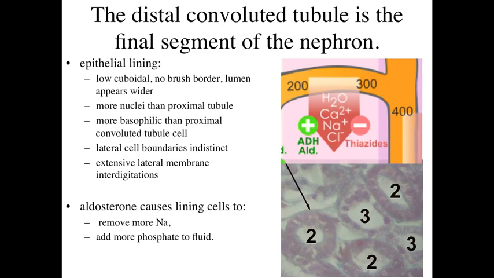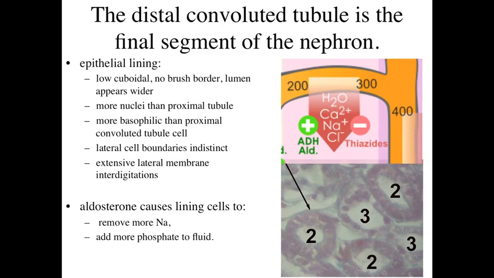We take a look at the epithelial lining. Again, low cuboidal epithelium, no brush border because we don't have microvilli along the apical surfaces here. And because of that, the lumens are going to appear to be much wider. We're going to see more nuclei within the area than we would with the proximal tubules, but we're still not going to see clear boundaries between the cells. A little bit more basophilic staining appearance to the distal convoluted tubules than the proximal convoluted tubules. Smooth surface, more nuclei, and that's the characteristics of the distal convoluted tubule.